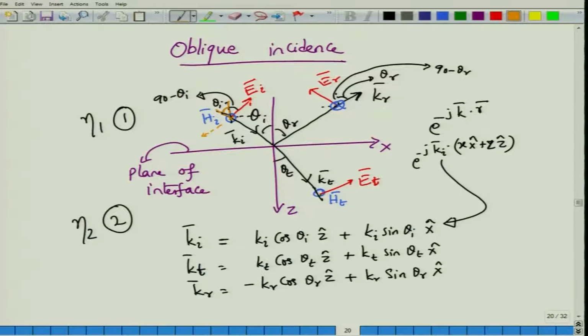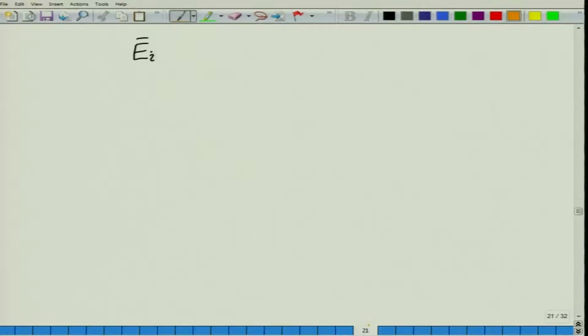And if I decompose the incident electric field vector, I will have EI cos(90 minus theta I) along the minus z axis and EI sin(90 minus theta I) along the x axis. So, let me write that down. EI is equal to the magnitude of EI, which is given as part of the problem, but right now it is just a constant for us.